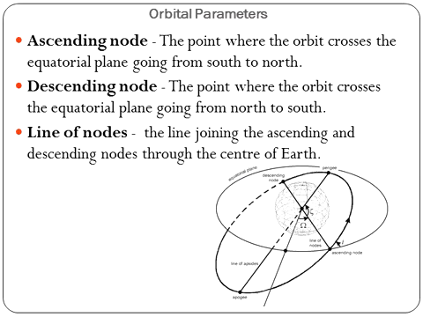Ascending node and descending node are points. An ascending node is a point where the orbit crosses the equatorial plane when the satellite moves from south to north. And descending node, again, is a point where the orbit crosses the equatorial plane when the satellite moves from north to south. So it's on the backside of the Earth. The line of nodes is the line joining the ascending node and descending node through the center of the Earth.